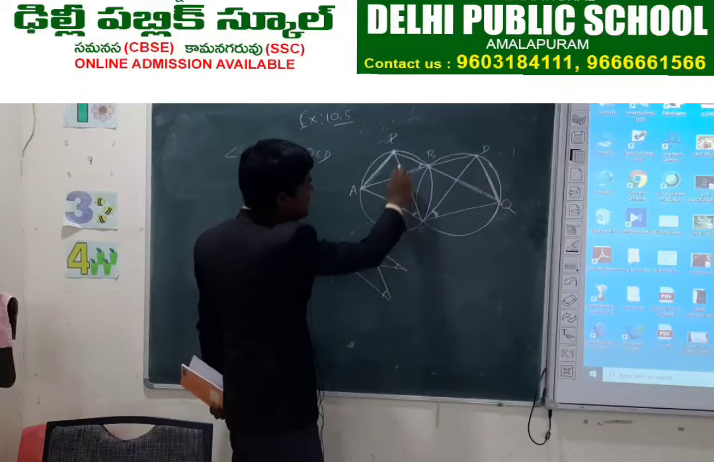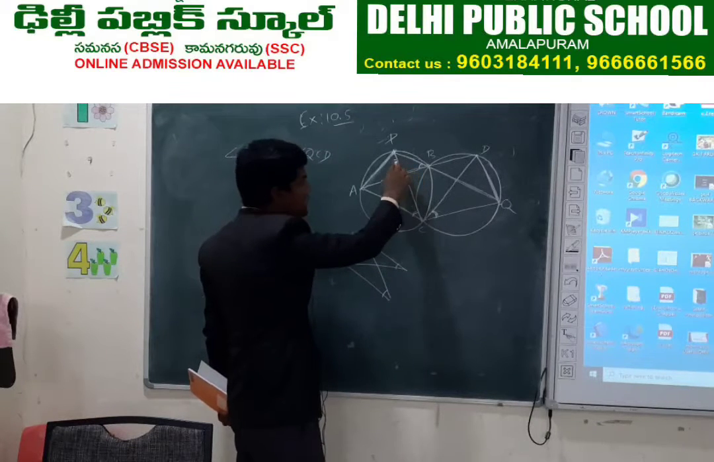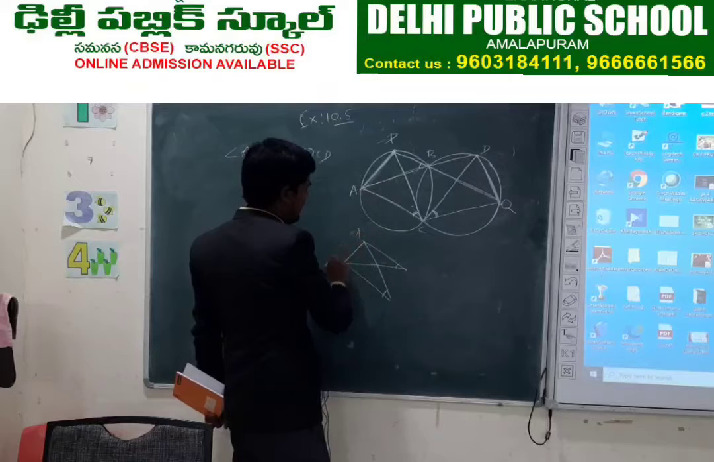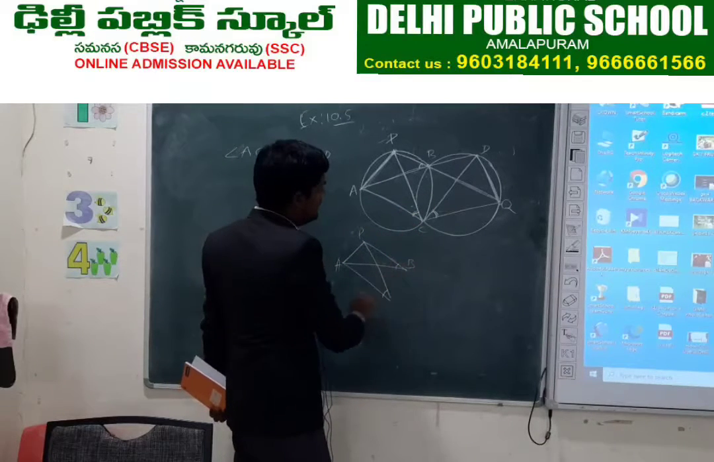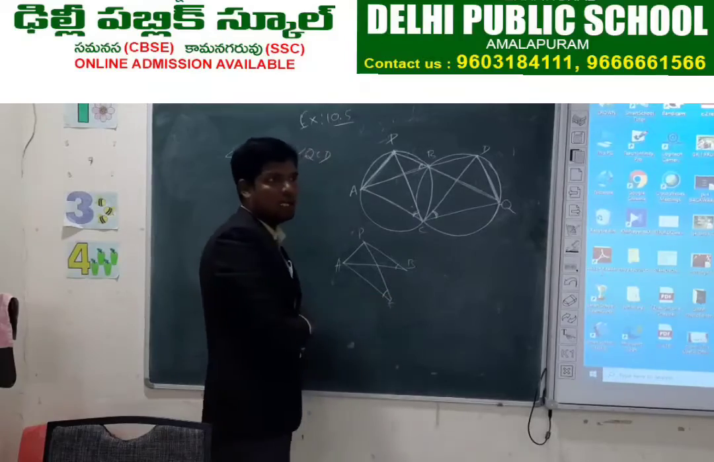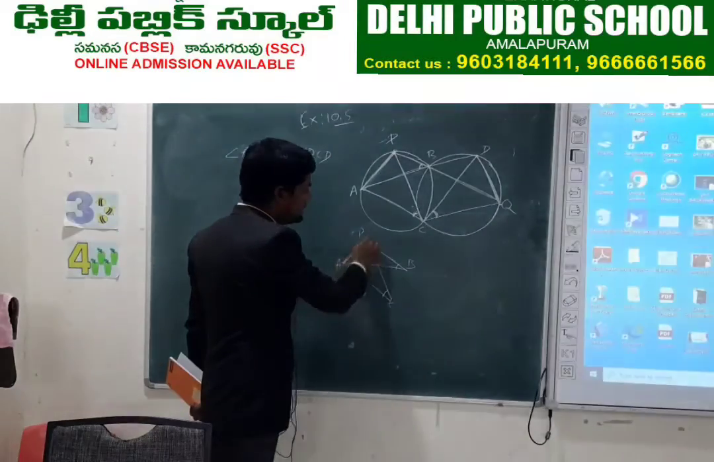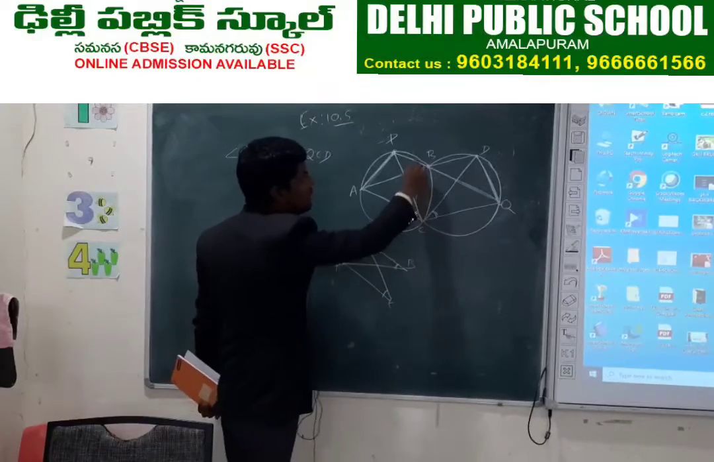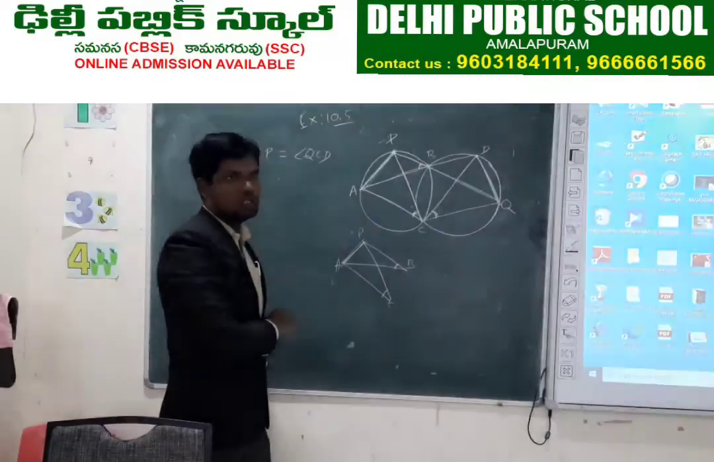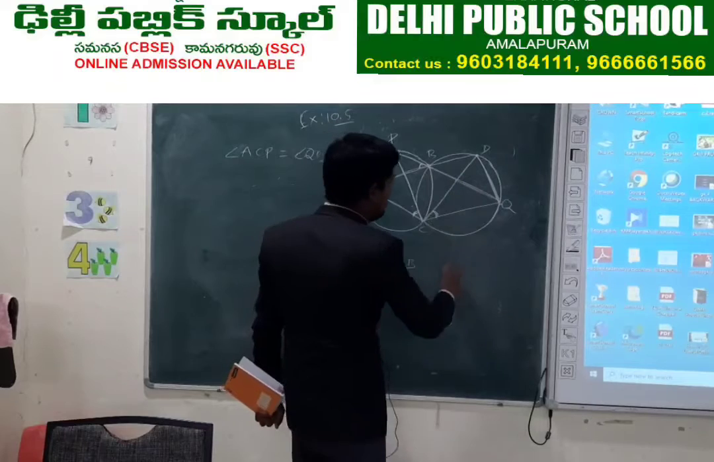Right? This one, only this. See, this is P. Yes, this is P. This is A. Yes, this is B. This is C. Understood? On the same segment, angles in the same segment are equal. Right? So this one is equal to this one. Understood? The same way here also.